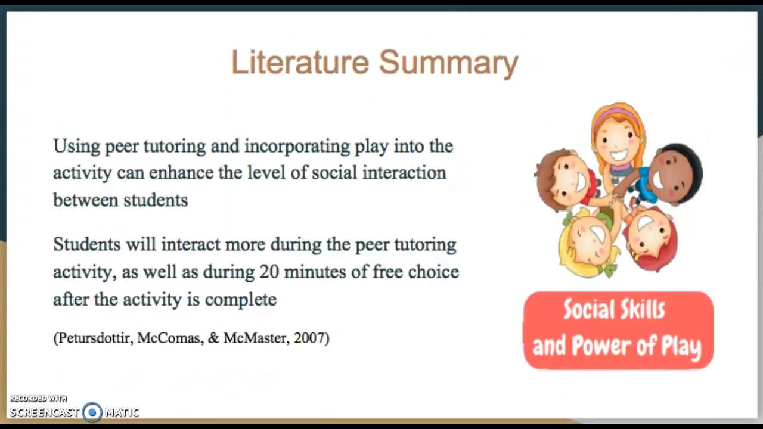More research suggested that the use of peer tutoring and play could enhance the level of social interaction between students. This research showed how teachers could implement strategies that may not work at first, as teachers need to constantly adapt strategies to fit students' needs. This study looked at the impact of peer tutoring with and without play on students' social skills. Results showed that by incorporating play into peer tutoring activities, students' level of interaction increased.